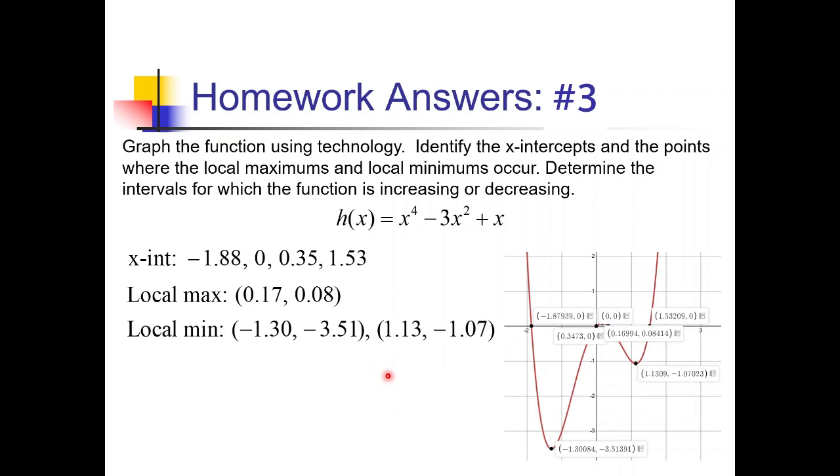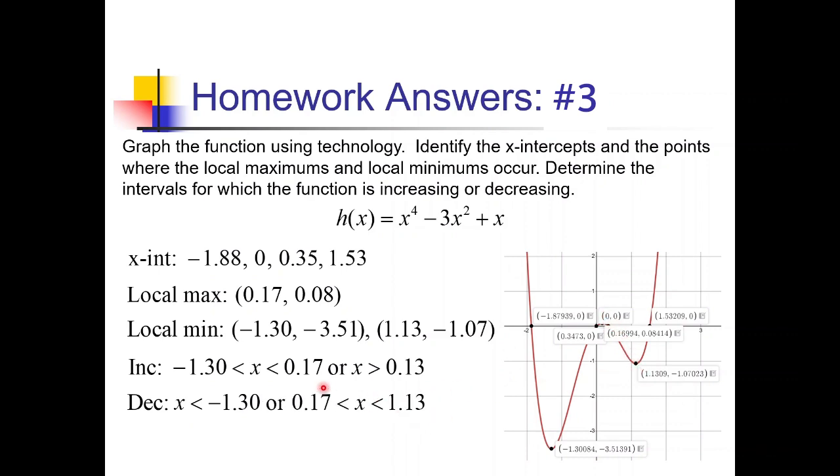For the increasing intervals, we're increasing in a few spots. We're increasing from negative 1.30 until we get to this 0.17. So that's one increasing interval. And also we're increasing for all x values greater than 1.13. For the decreasing, it's all the other places. So x less than negative 1.30, this interval here. And also we're decreasing on this little stretch between 0.17 and 1.13. And I think that covers everything.